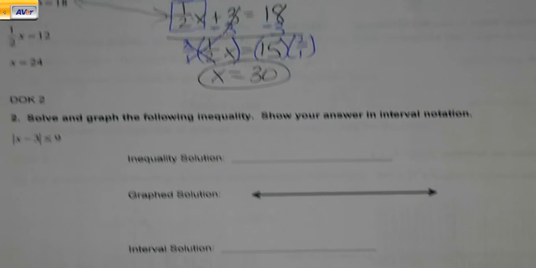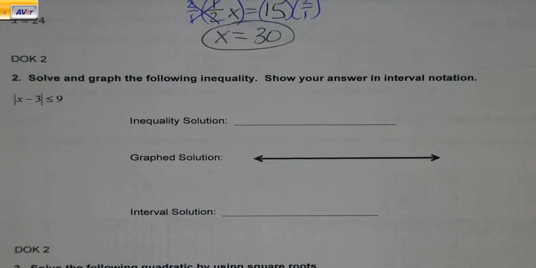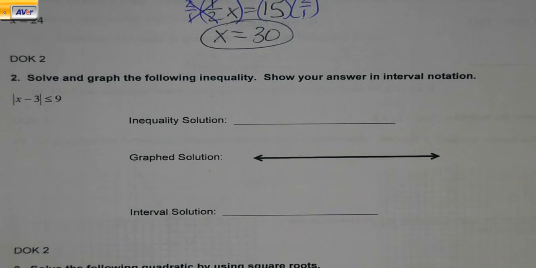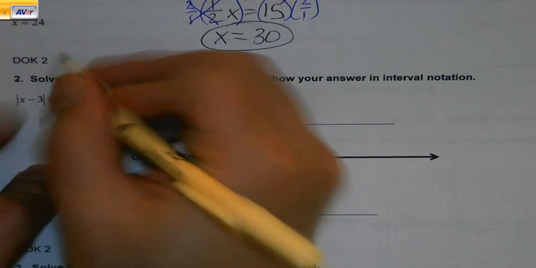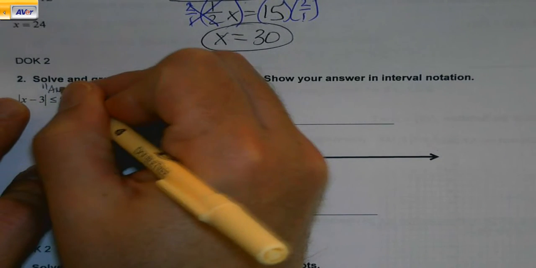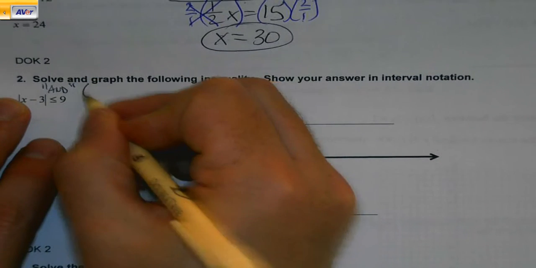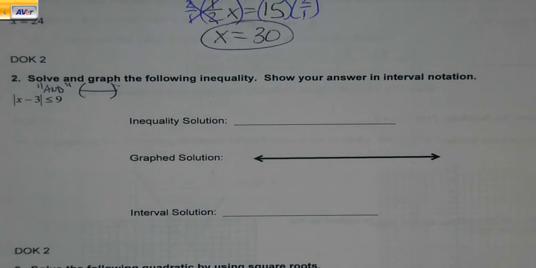All right. Number 2. Solve and graph the following inequalities. Show your answer in interval notation. Okay, a couple things I got to remember here. First, when it's less than, when the arrow's pointing at my absolute value, that's an and statement. And remember, and statements are the ones where we come together in the middle. Okay, the ors go out, the ands come in.